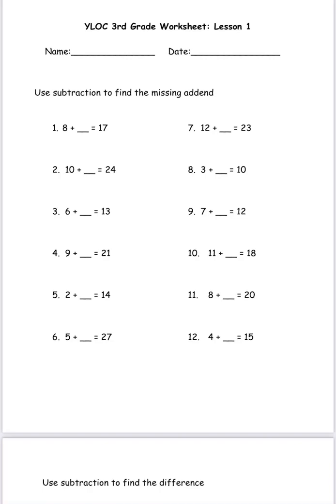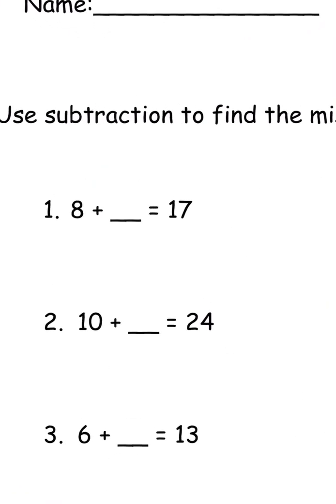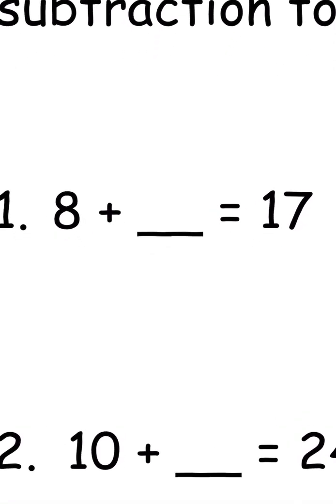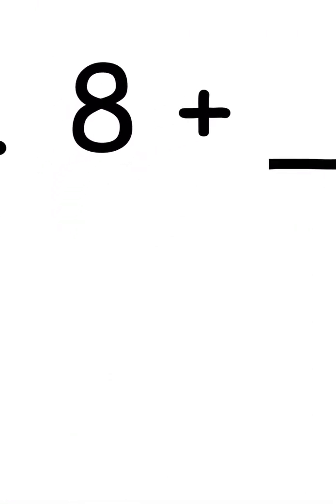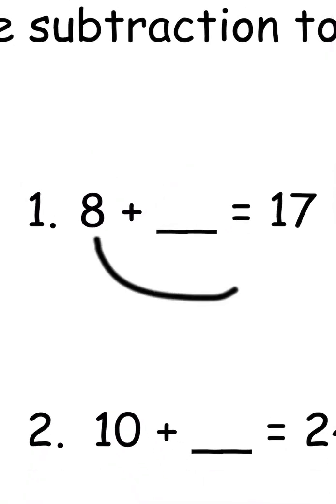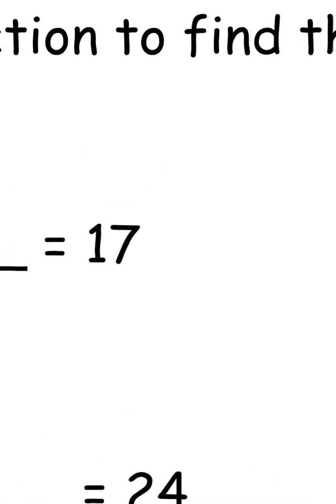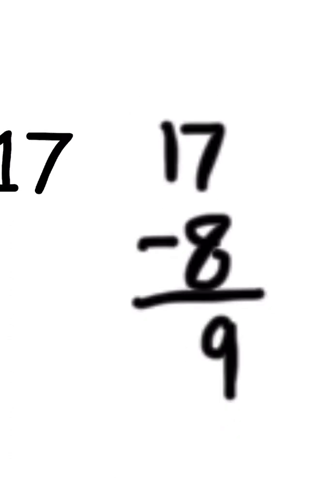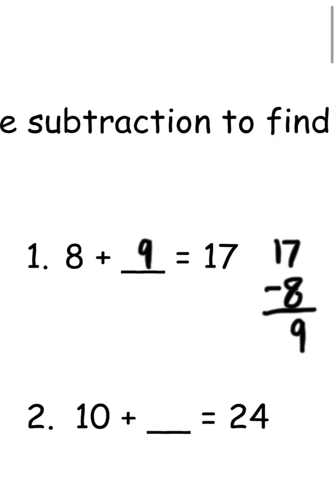Hello, this is third grade and we are going to work on lesson 1 today. We are going to first use subtraction to find the missing addend. Let's look at number 1. For number 1, it says 8 plus blank equals 17. So we need to use subtraction to find the number that is going to go inside the blank. So if we subtract 8 from 17, we'll get the answer. So 17 minus 8 is 9. Therefore, 9 is the answer for number 1.